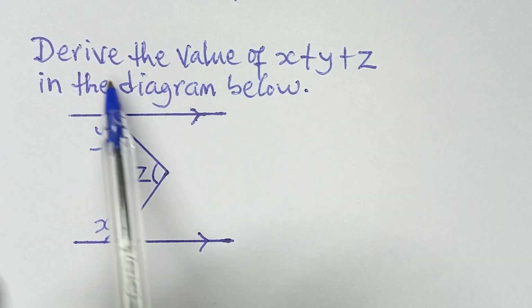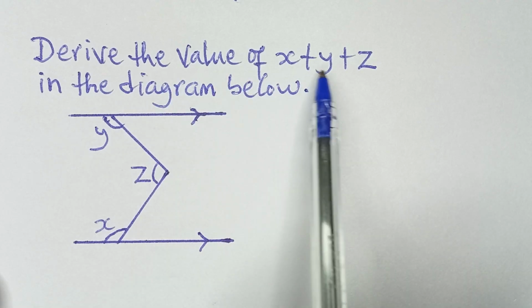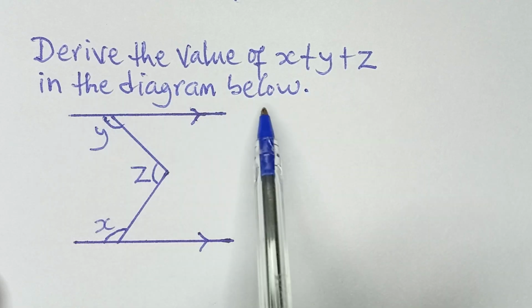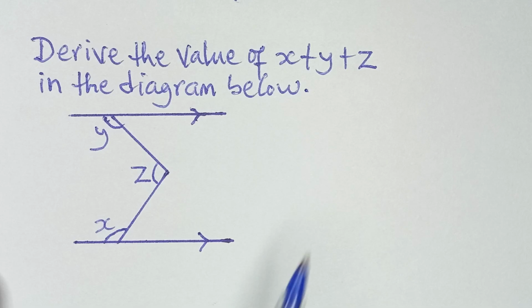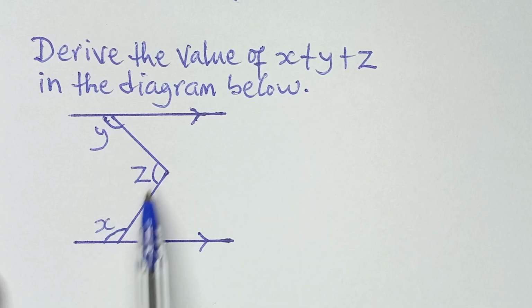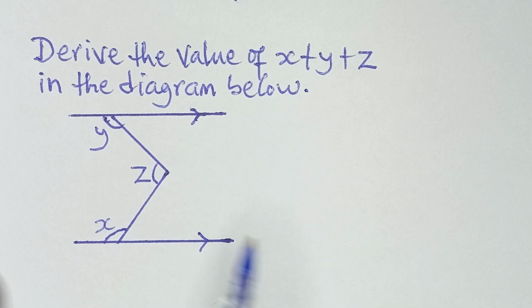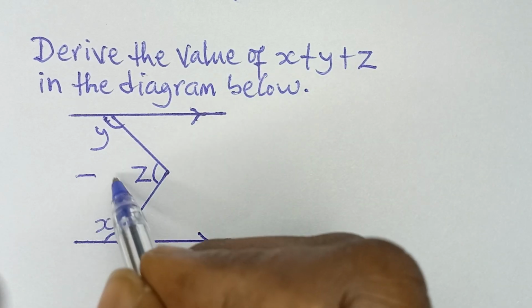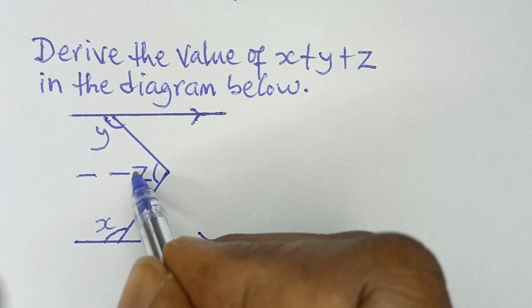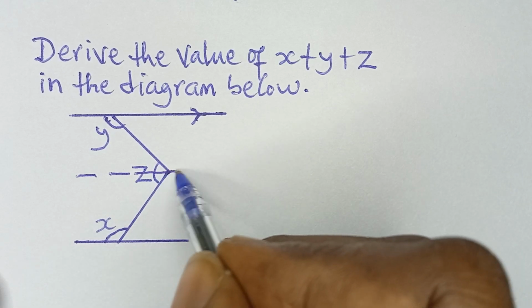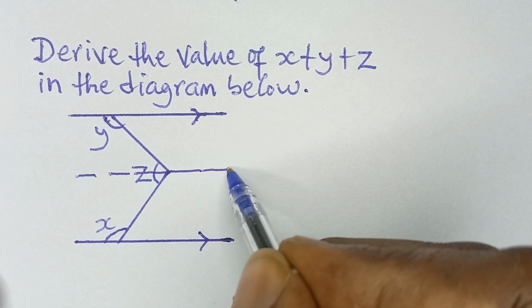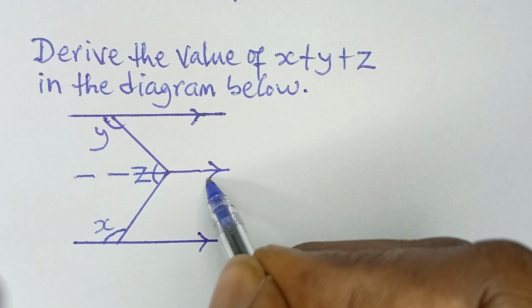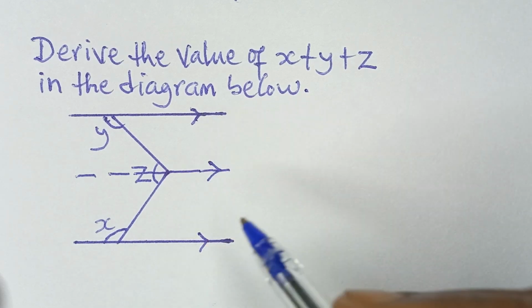Now the question here says derive the value of x plus y plus z in the diagram below. So we're going to find out the value of x plus y plus z. For us to do that, let's trace a third line here that will be parallel to the two parallel lines that we already have. So this is another parallel line to these other two lines.